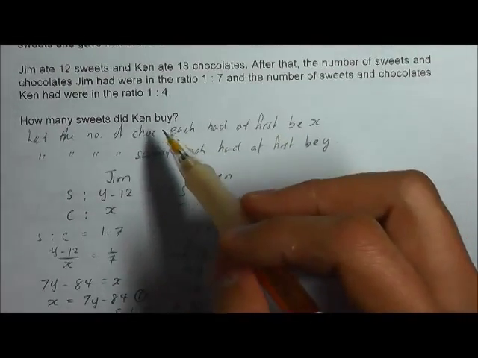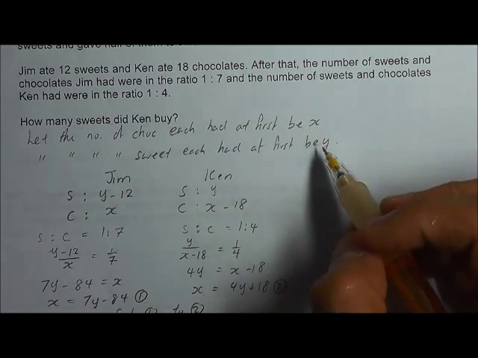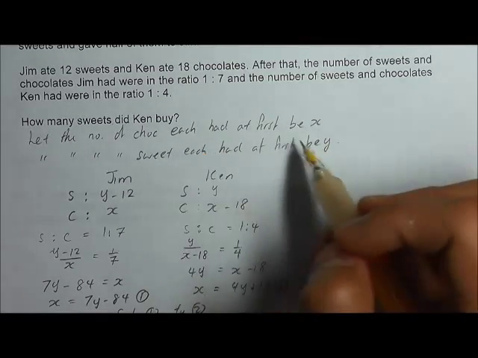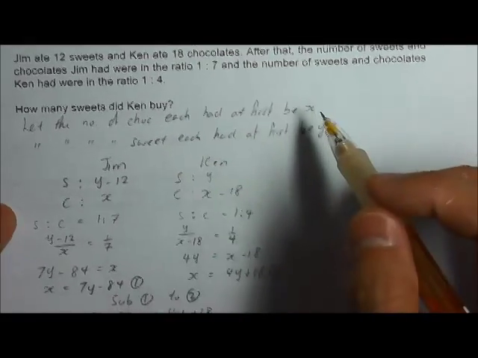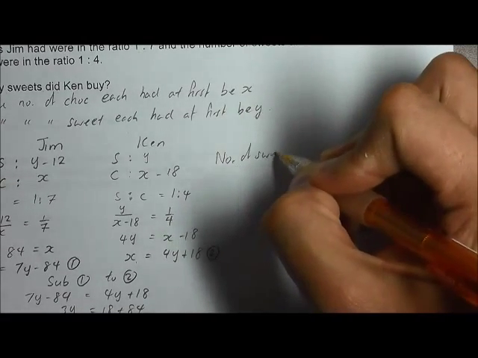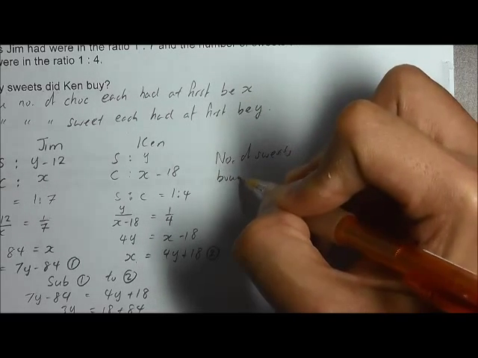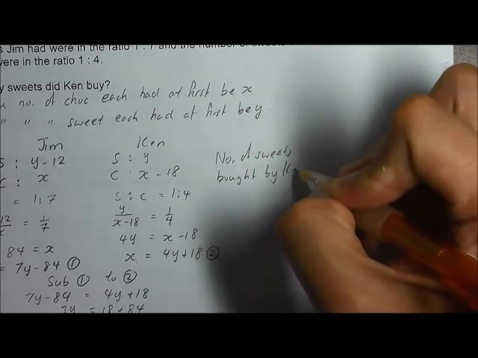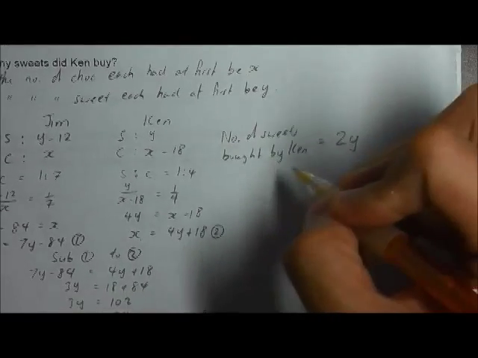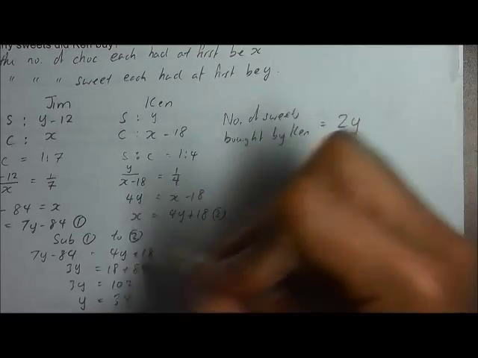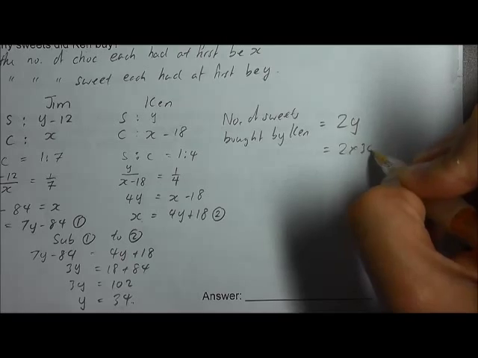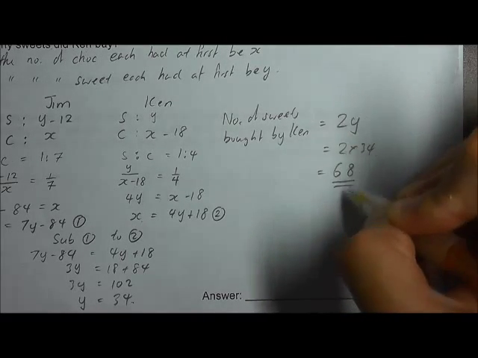And the question here is how many sweets did Ken buy? So the number of sweets that Ken bought will be 2Y, because half of them goes to Ken and the other half of them goes to Jim. Okay, so the number of sweets bought by Ken has to be 2Y, which is 2 times 34. 68 is the answer.